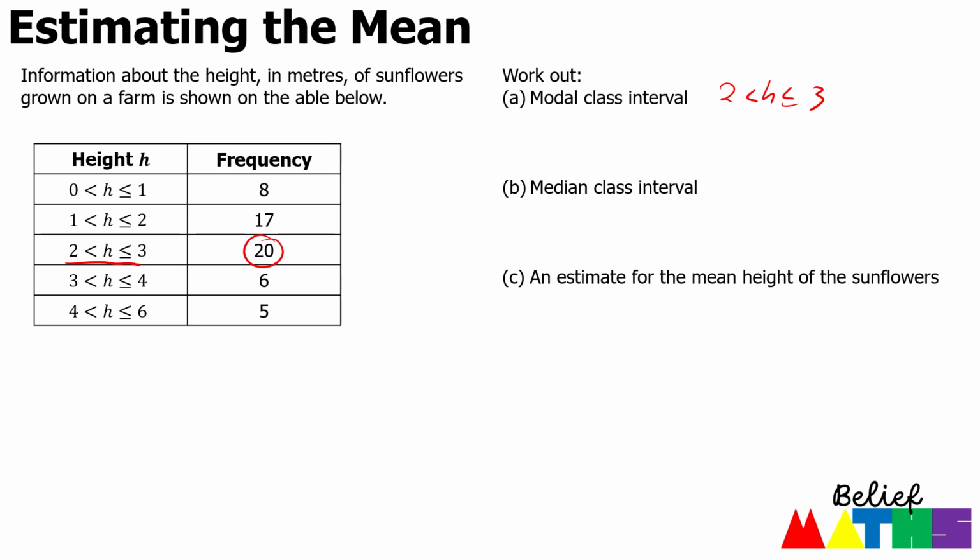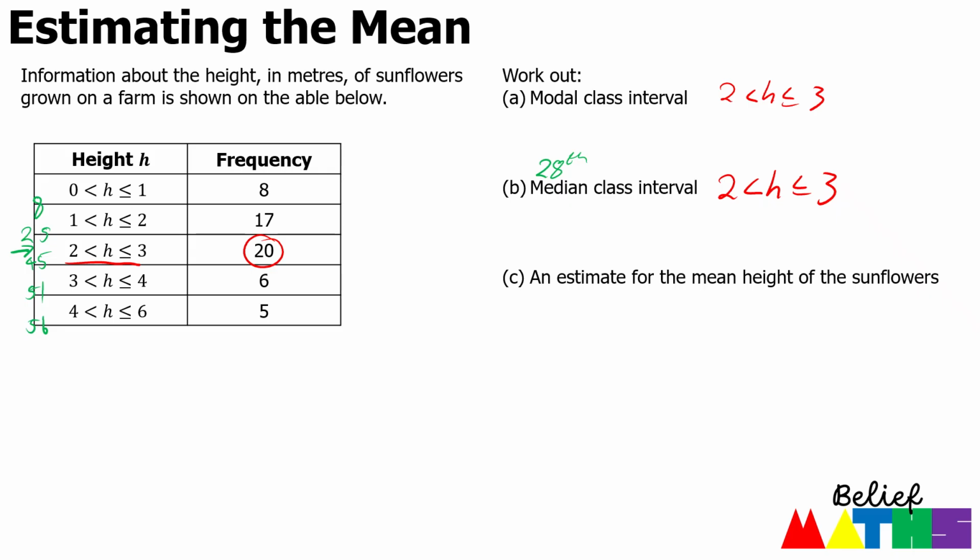So we're going to use our cumulative frequency here. Now I like to write that over here in this case because we're doing both this and estimating the mean, so I don't want to confuse things. So here we've got 8, and then 8 plus 17 gives us our 25, 45, 51, and 56. So we can see we've got 56 people in total. So I need to find halfway. So half of 56 is 28. So we want to find the 28th person. Well, if we work through this box, 28 is here between 25 and 45. So therefore, again, the median class interval is the same as the modal class interval. So it's 2 is less than h, less than or equal to 3.